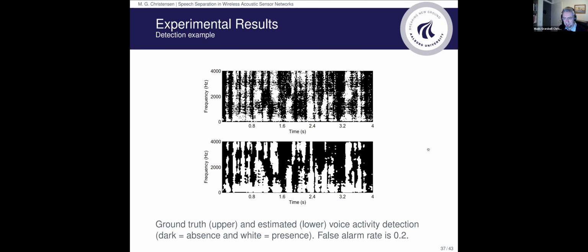Here's an example of the SPP estimates here. So the ground truth is the one up here, and the estimated ones are the ones that you see down here. You can see that it does a fairly good job here. And this is for a false alarm rate of 0.2 in this case.